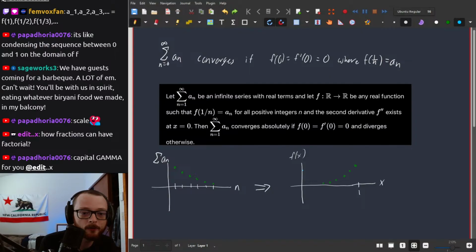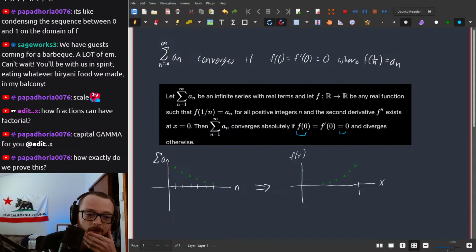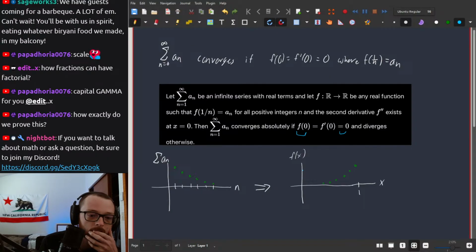And actually, like, couldn't you relax this requirement? I think you could say, like, does f of 0 have to equal 0? Couldn't you throw that away? Oh wait, maybe for absolute convergence. Never mind. Absolute convergence, you probably need 0.